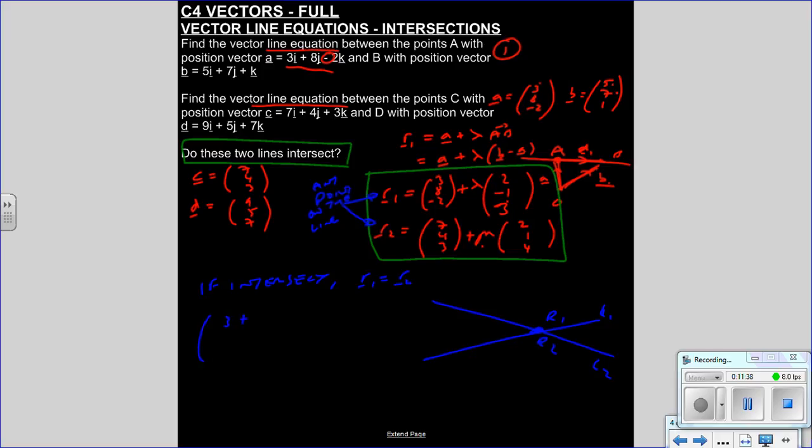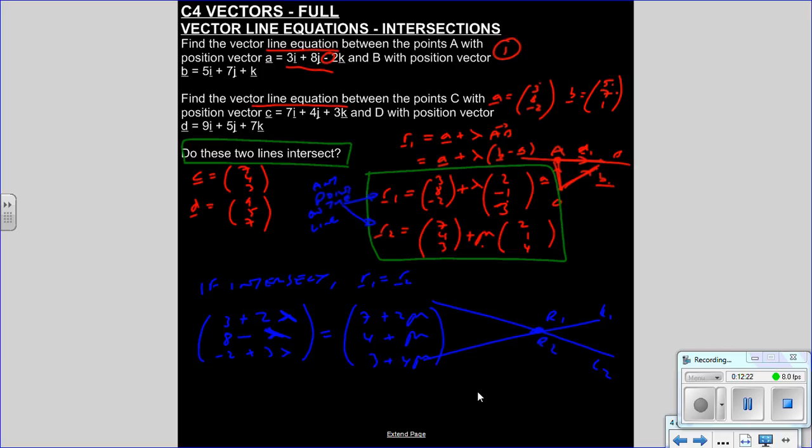So r1, which is 3 plus, and now you can write this as one vector: 3 plus lambda 2, 8 plus lambda times minus 1, so 8 minus lambda, and we've also got minus 2 plus 3 lambda. And this equals, on the right-hand side, 7 plus 2 mu, 4 plus mu, and 3 plus 4 mu. Now you've got 3 simultaneous equations, because top must equal top if they intersect, middle must equal middle, bottom must equal bottom.